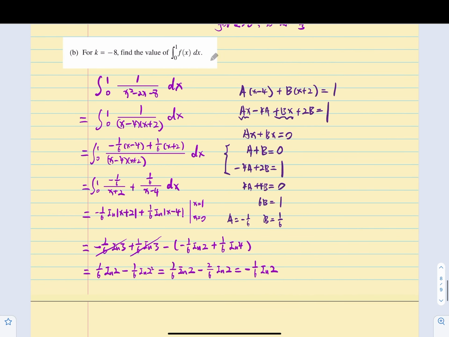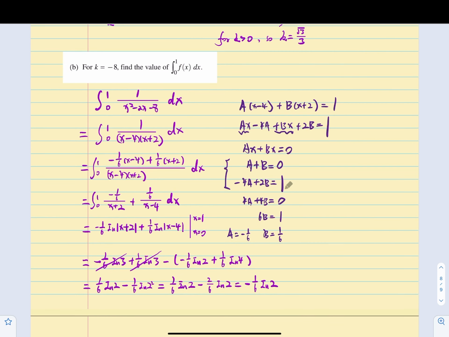This is the answer, we integrated by the definite integral of this part. This is the answer. Okay, see you next question.